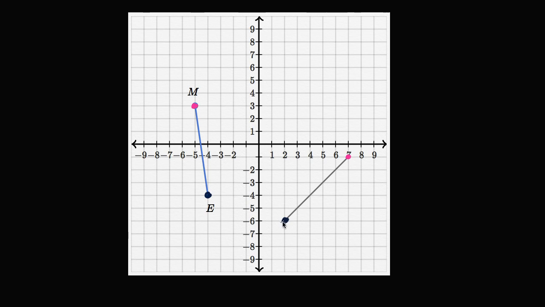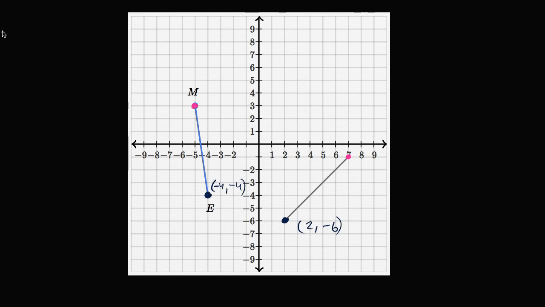So let's just calculate the midpoints. We could do that with a little bit of mathematics. The coordinates for E right over here are x equals -4, y equals -4. And the coordinates for the corresponding point to E in the image are x equals 2, and y equals -6. So what's the midpoint between (-4, -4) and (2, -6)? Well, you just have to take the average of the x's and take the average of the y's.